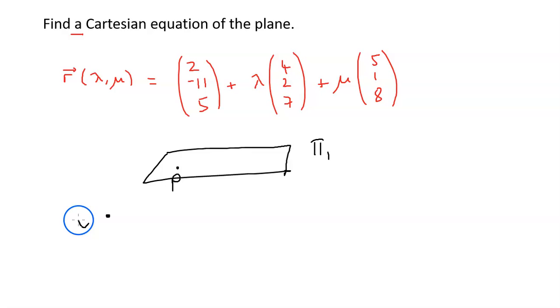Then the vector OP is this one here. And then we have two direction vectors, (4, 2, 7) and (5, 1, 8), that the plane is parallel to. So this vector is inside the plane, let's say it's the vector PQ. And then there's also another direction vector from the point P to another point inside the plane. Let's call it R.